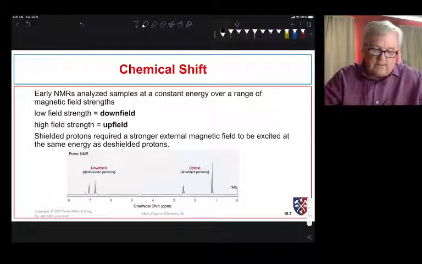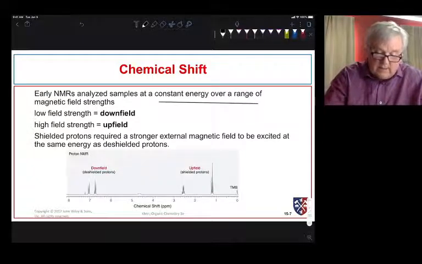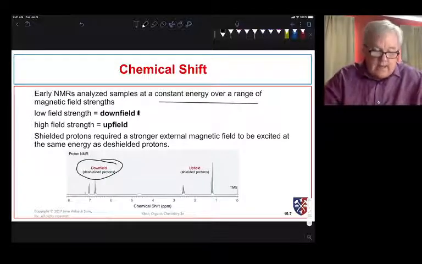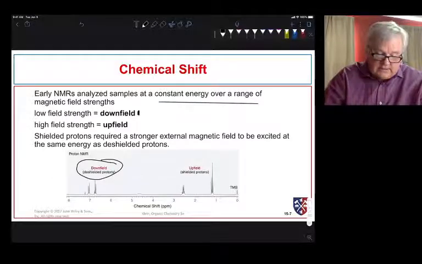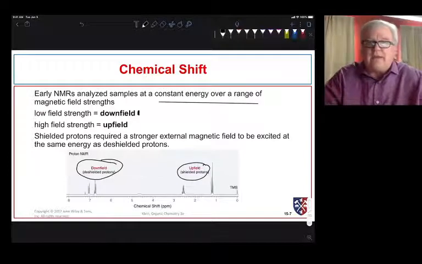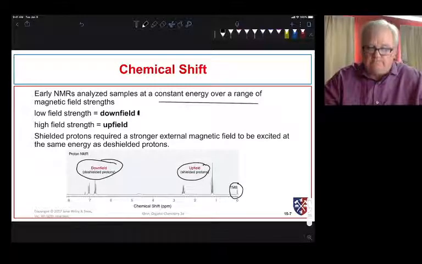Early NMRs analyzed samples at constant energy over a range of magnetic fields. So we often talk about low field strength as being downfield, and downfield is over here. And it's a little bit confusing because the chemical shifts are higher numbers, but this is downfield and this is upfield. And it has to do with the strength of the magnet that used to be used in the old spectrometers, and that still hangs on. And TMS is very far upfield at 0 ppm.